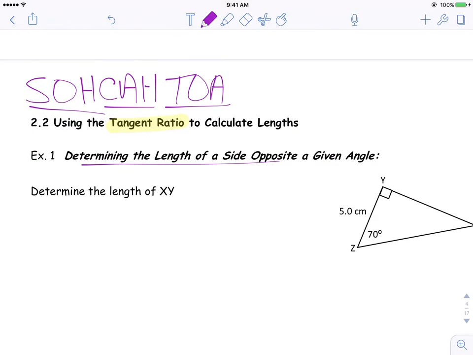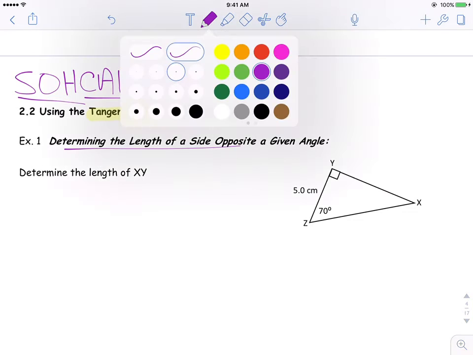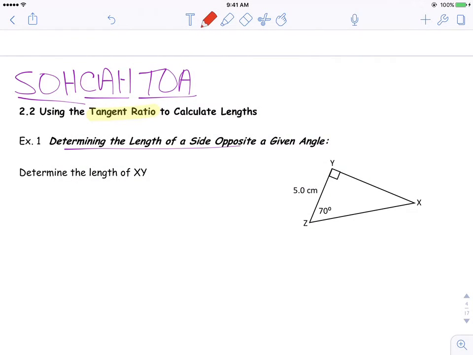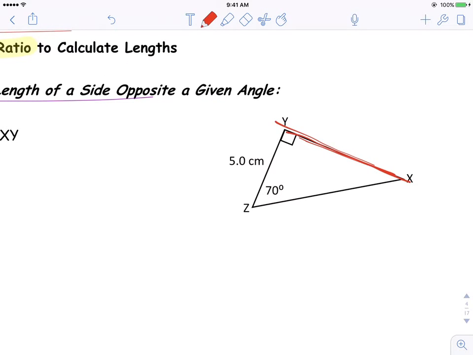It says determine the length of XY. On our triangle, XY is this side length right here. Okay. So the first thing we have done is our acronym for our ratios. Second thing is we need to look at a triangle and label our triangle with reference to the angle that we're given. Well, we're only given the 70-degree angle.